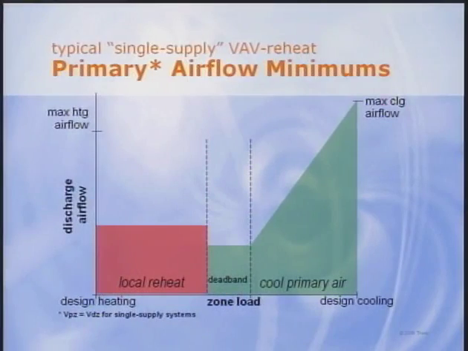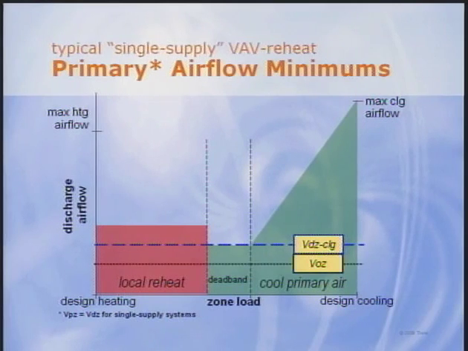Here's a plot of discharge airflow versus load for a typical VAV zone. As zone cooling load decreases from design, discharge airflow drops until it reaches the cooling minimum setting established by the designer. This setting might be based on sensor or diffuser performance or some other rationale.